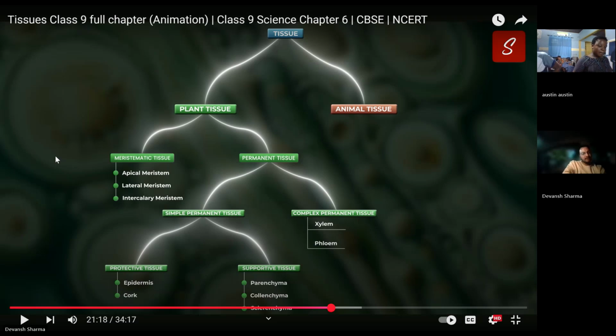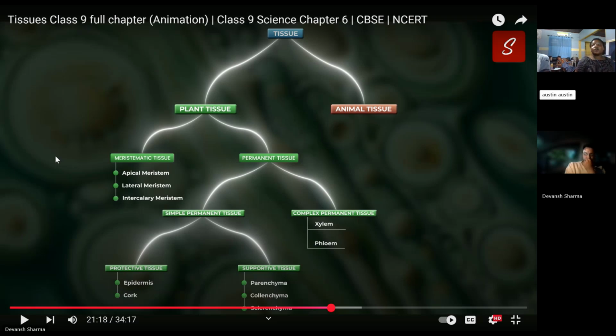Is the node of the plant... nodes and internodes. Okay, move further. Permanent tissue: we have complex permanent tissue, xylem and phloem. No, first tell me simple permanent tissue. It is of two further types. Simple permanent tissue: we have protective tissue and supportive tissue. Under protective tissue, we have epidermis and cork.